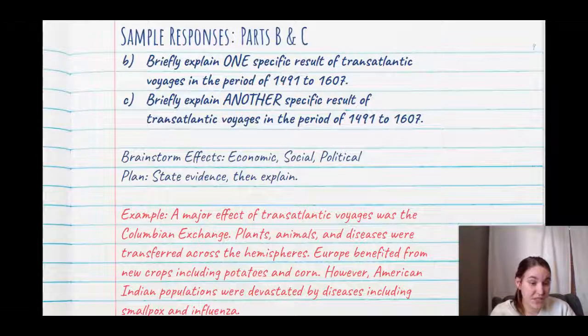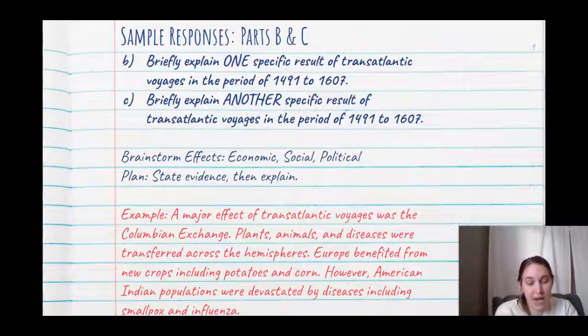So here you could potentially have addressed B and C together. The Columbian Exchange is the only piece of specific evidence. However, by explaining the results in Europe and also the results in America, you would have given two specific results or effects of the voyage. So that could be a way sometimes people answer the question: just part A, and then they might do B and C together in a paragraph. Or you could have separated this and talked about the Columbian Exchange impact in Europe as part B, and then you could address it with American Indians as part C.